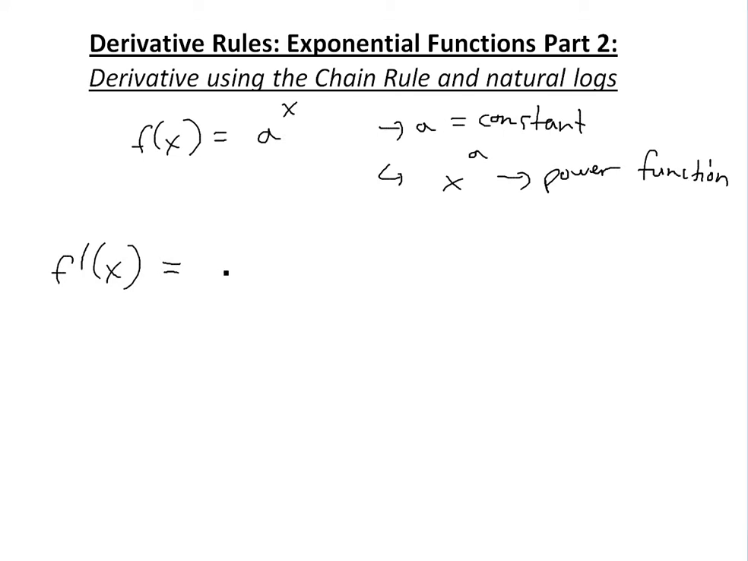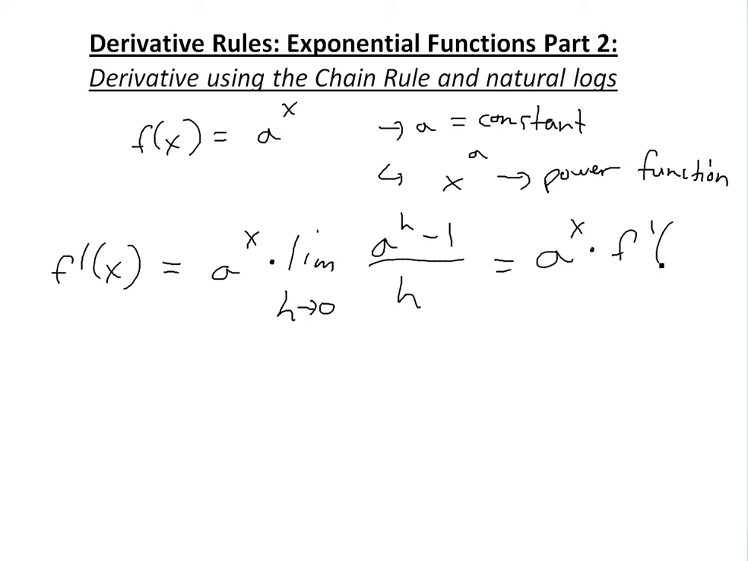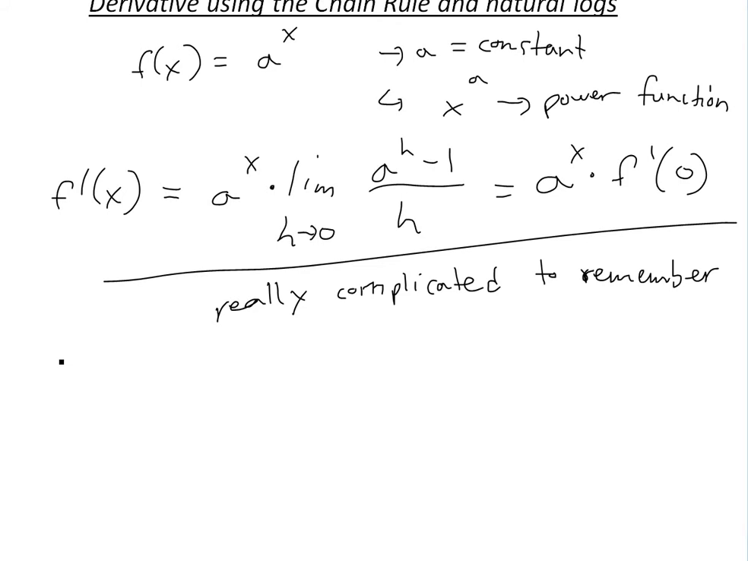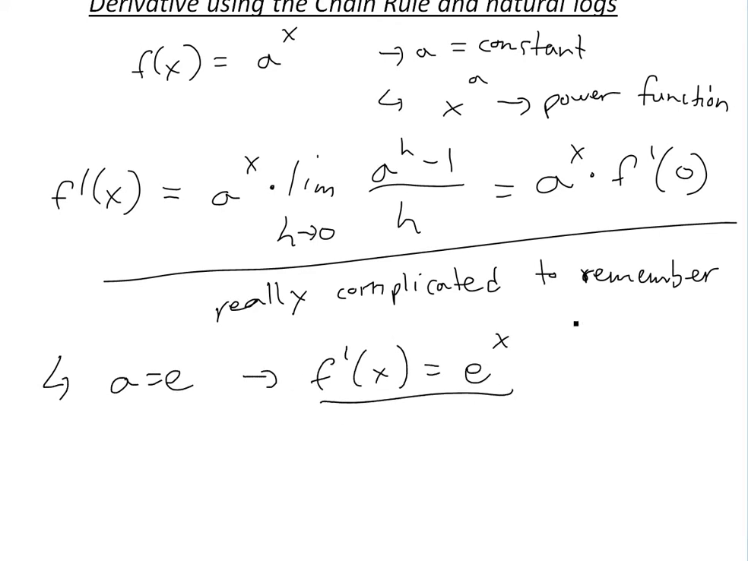The derivative equals a to the x times the limit as h approaches 0 of (a to the h minus 1) over h, which equals a to the x times f prime of 0. So a derivative of itself but at 0. This is really complicated to remember, and that's why we have the special case: if a equals e, then f prime of x is equal to e to the x, because f prime of 0 is equal to 1.